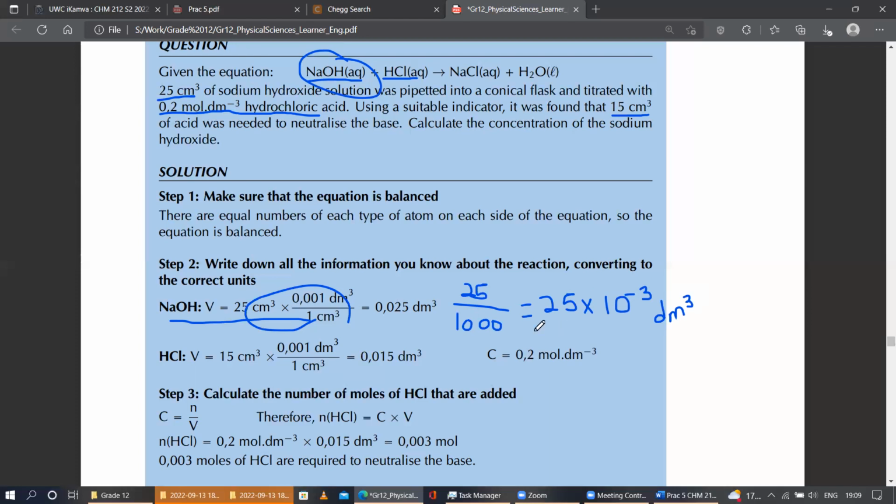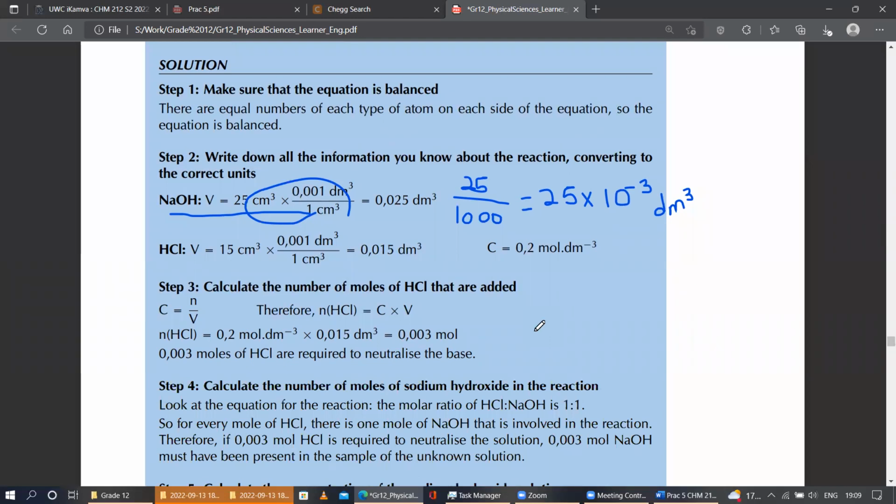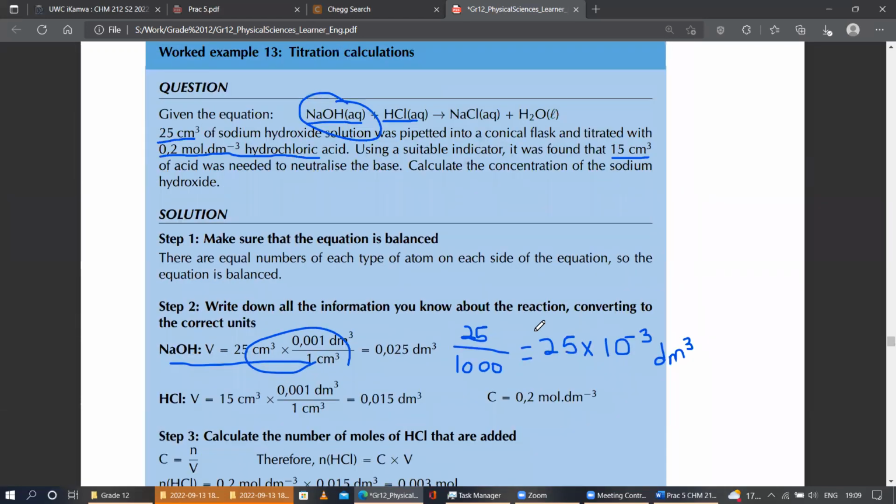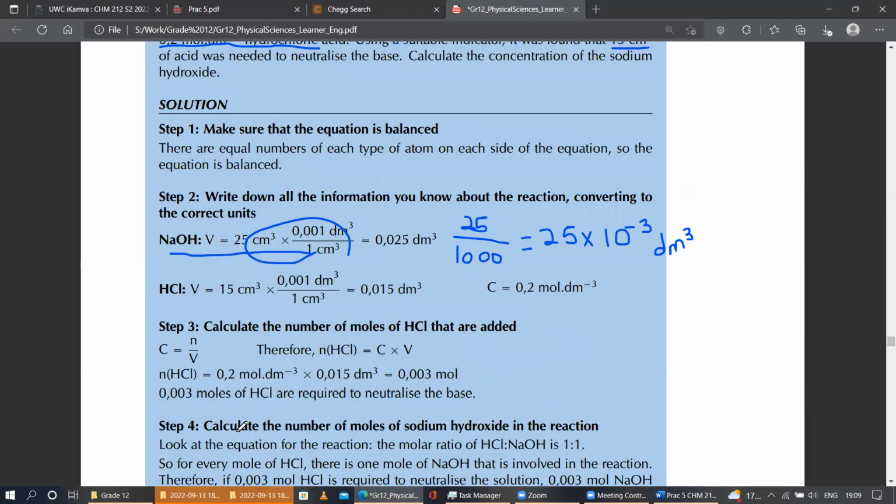The next thing is that you have to calculate the number of moles, because when it comes to stoichiometry, you're always going to operate using the number of moles. You don't use the mass, you don't use the concentration, you don't use the volume. When it comes to using ratios, you have to use the number of moles. So here, your concentration is equal to n over V. You get your number of moles of HCl that has been used.